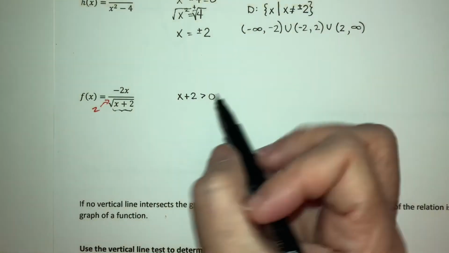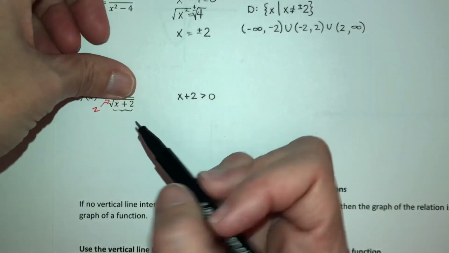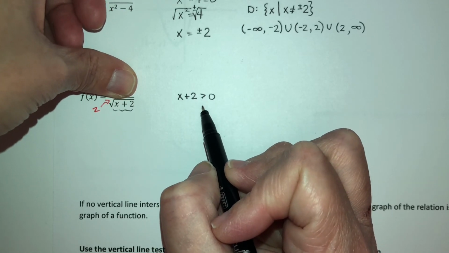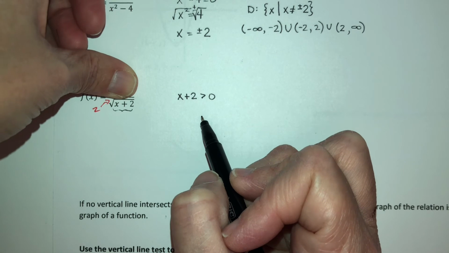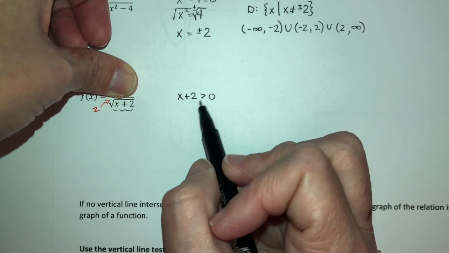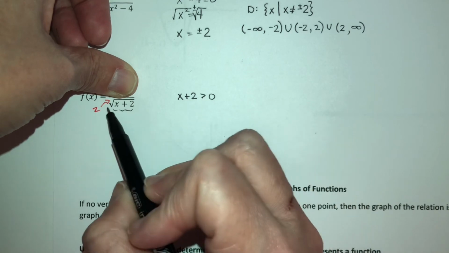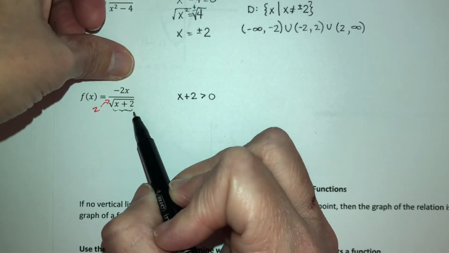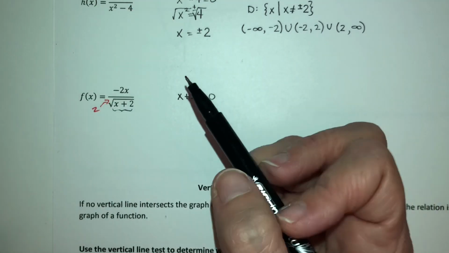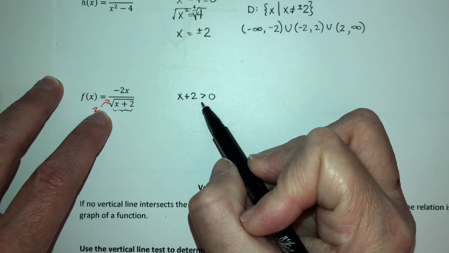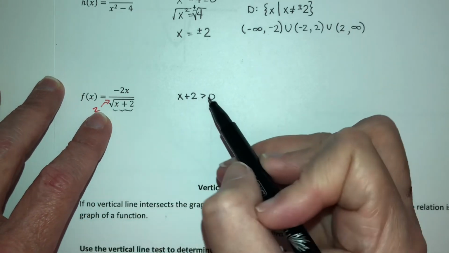Technically, if it were just the square root, it could be greater than or equal to 0, because we can take the square root of 0. Okay? But if it's equal to 0, the square root of 0 is 0, and I would need to be dividing by 0, so that's a problem. If it were just the root, I could have an equal to on it. But since the root is in the denominator, I cannot.